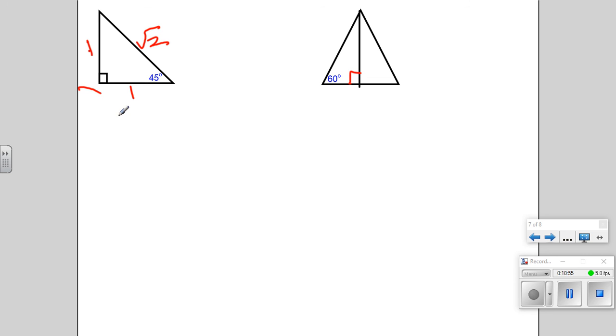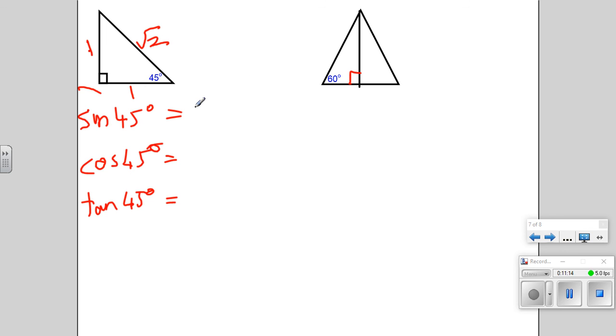From this, I can generate sine of 45, cos of 45, and tan of 45. Okay, so sine of 45 is my opposite divided by my hypotenuse, so it is 1 over root 2. Cos of 45 is my adjacent divided by my hypotenuse, so it is also 1 over root 2. And tan of 45 is my opposite divided by my adjacent, 1 over 1, which is 1.